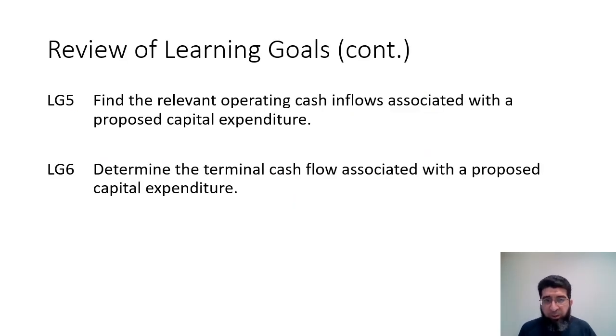So this is how we calculate the three parts of the project: the initial, operating, and the terminal cash flow. We did this in this session. We found the relevant operating cash inflows with the proposed capital expenditure, and we also determined the terminal cash flow associated with the proposed capital expenditure. You can also apply the capital budgeting technique of calculating IRR and NPV on these cash flows to find out what is the IRR of the project, what is the NPV of the project.